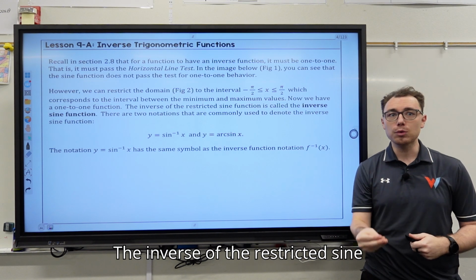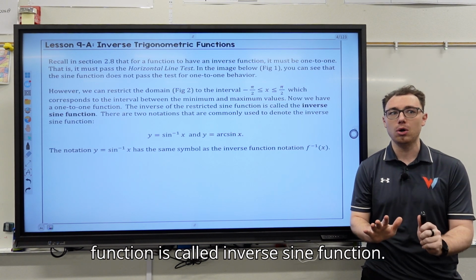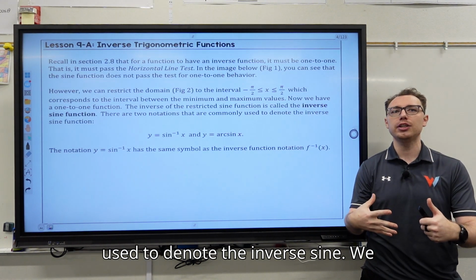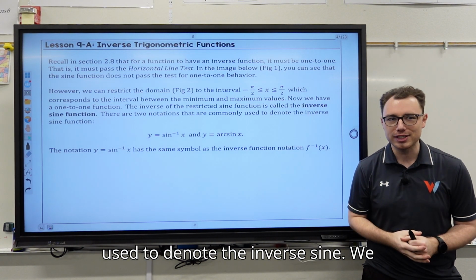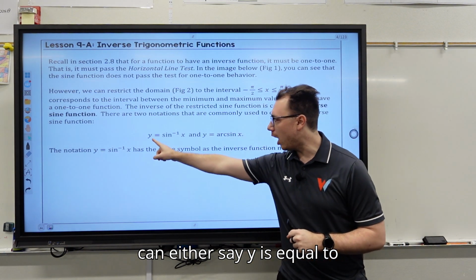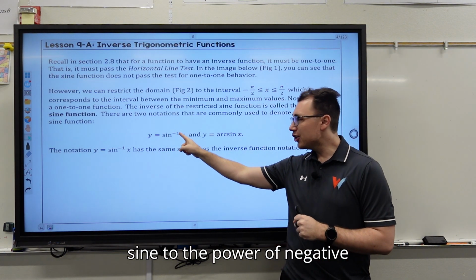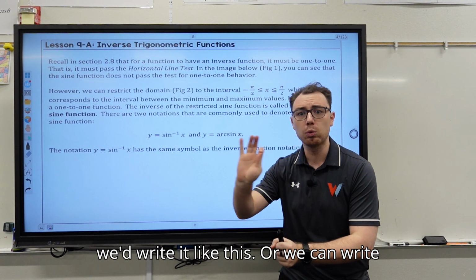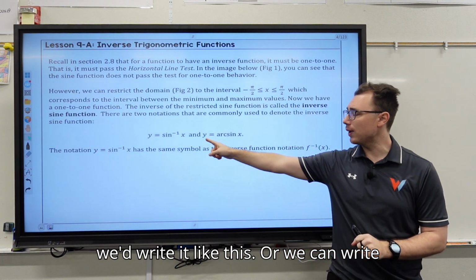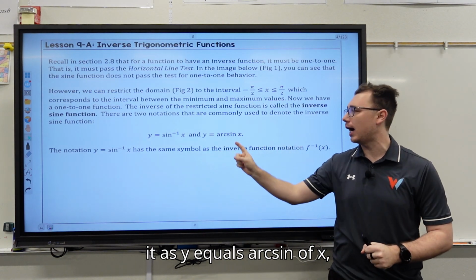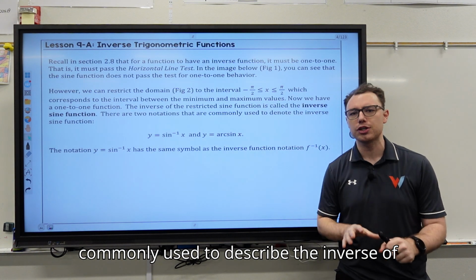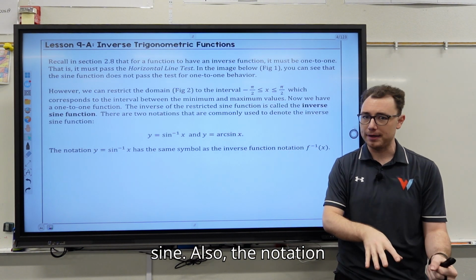The inverse of the restricted sine function is called the inverse sine function. There are 2 notations that are commonly used to denote the inverse sine. We can either say y is equal to sine to the power of negative 1 of x, and we wouldn't say it like that, but we'd write it like this, or we can write it as y equals arc sine of x. Both are exactly the same and commonly used to describe the inverse of sine.